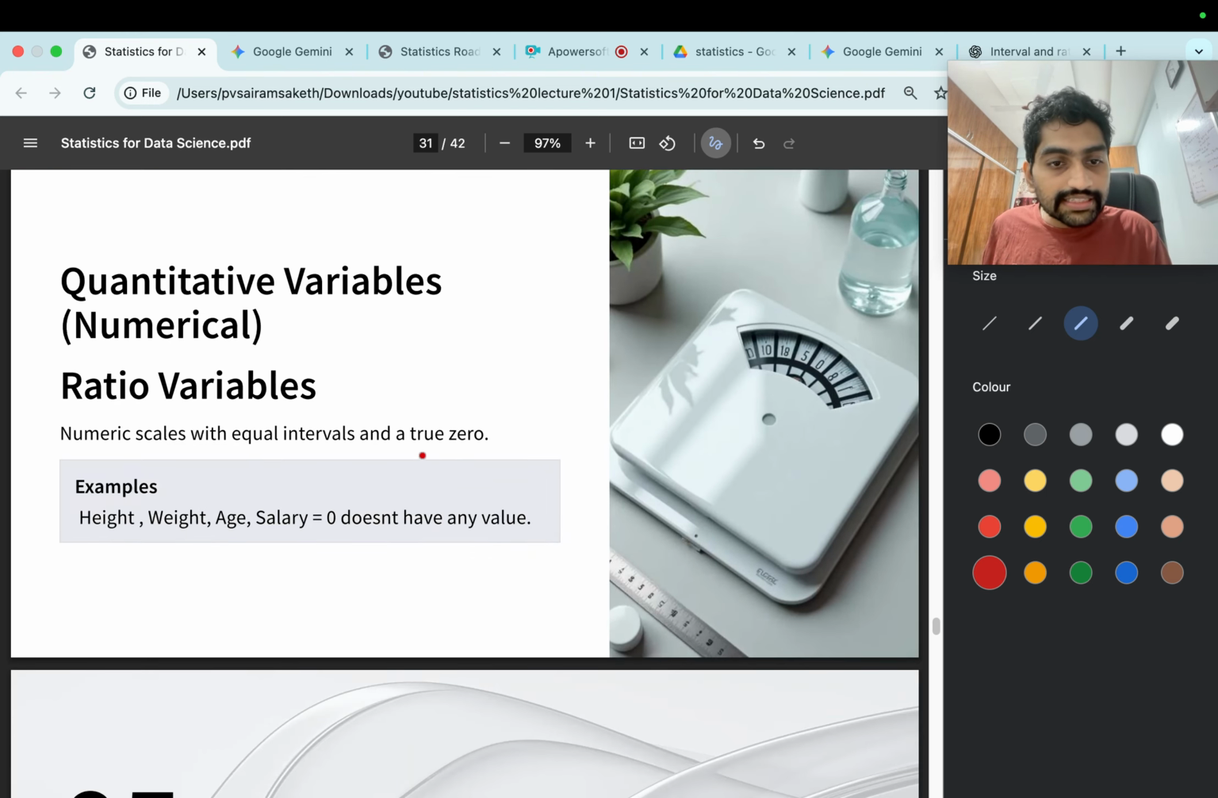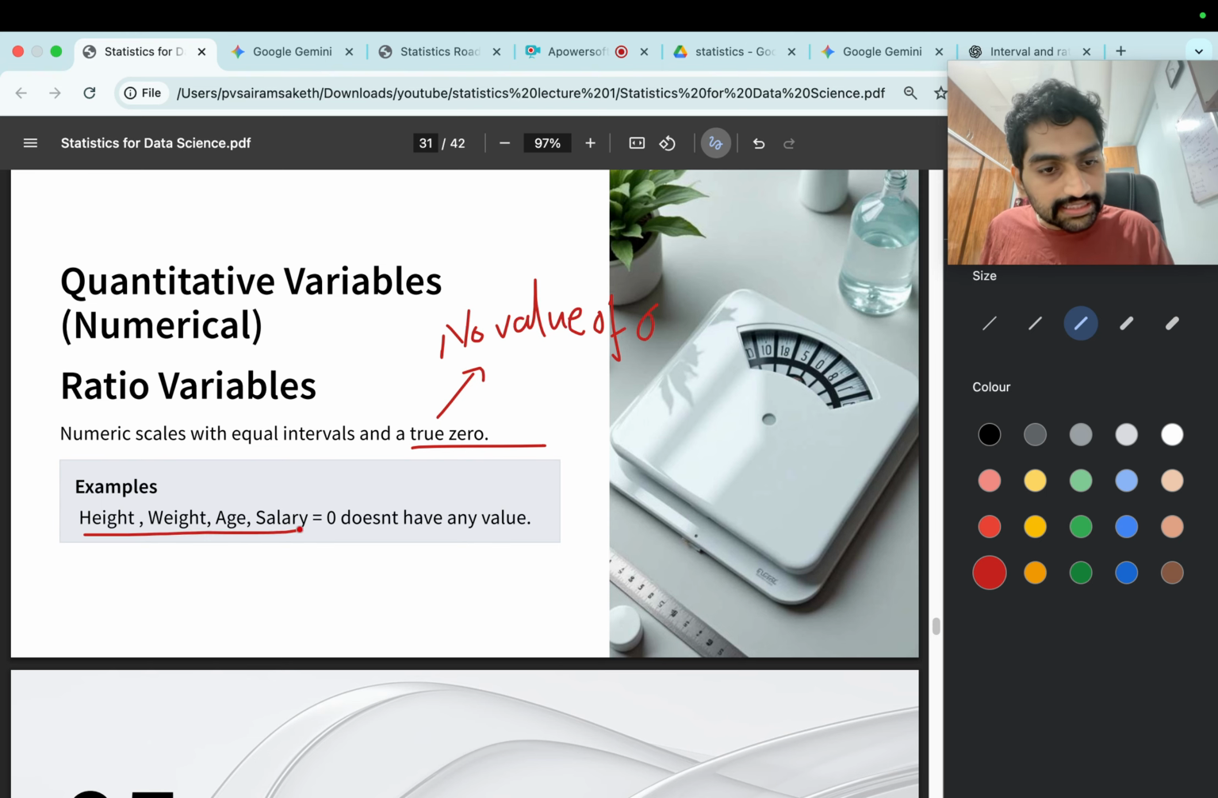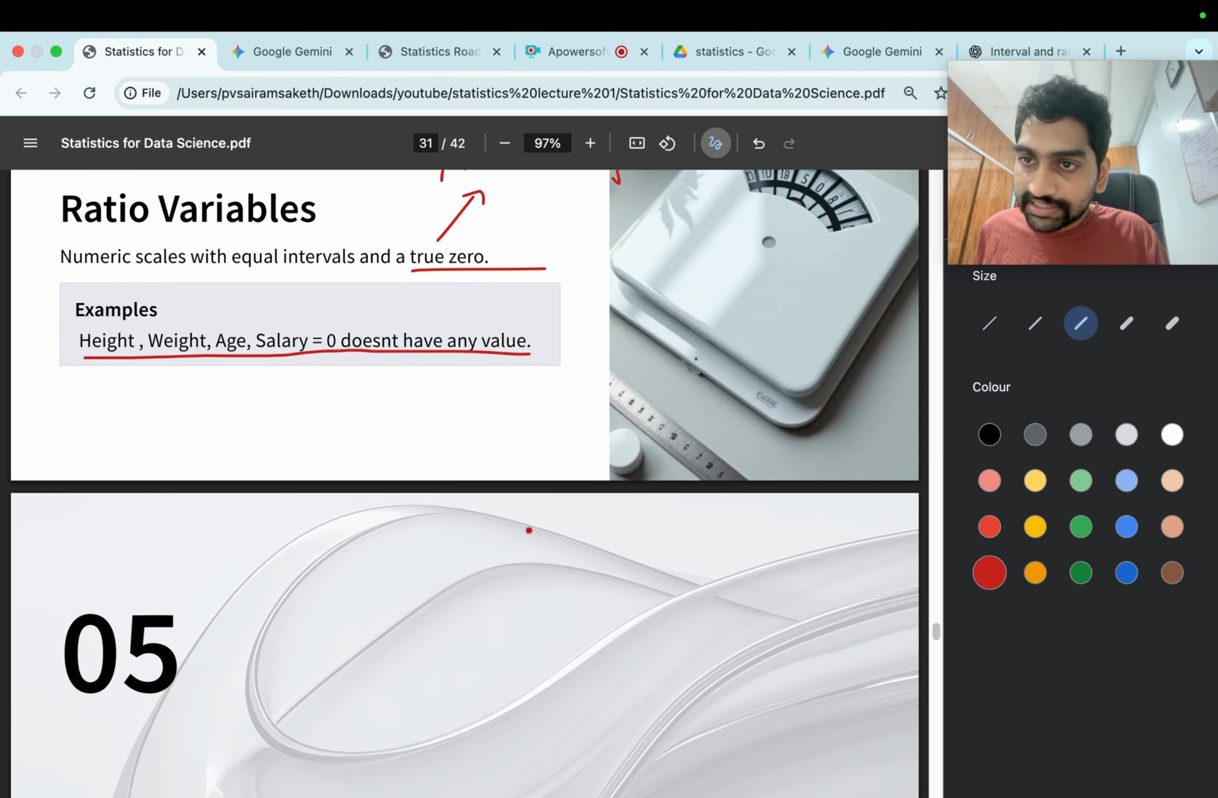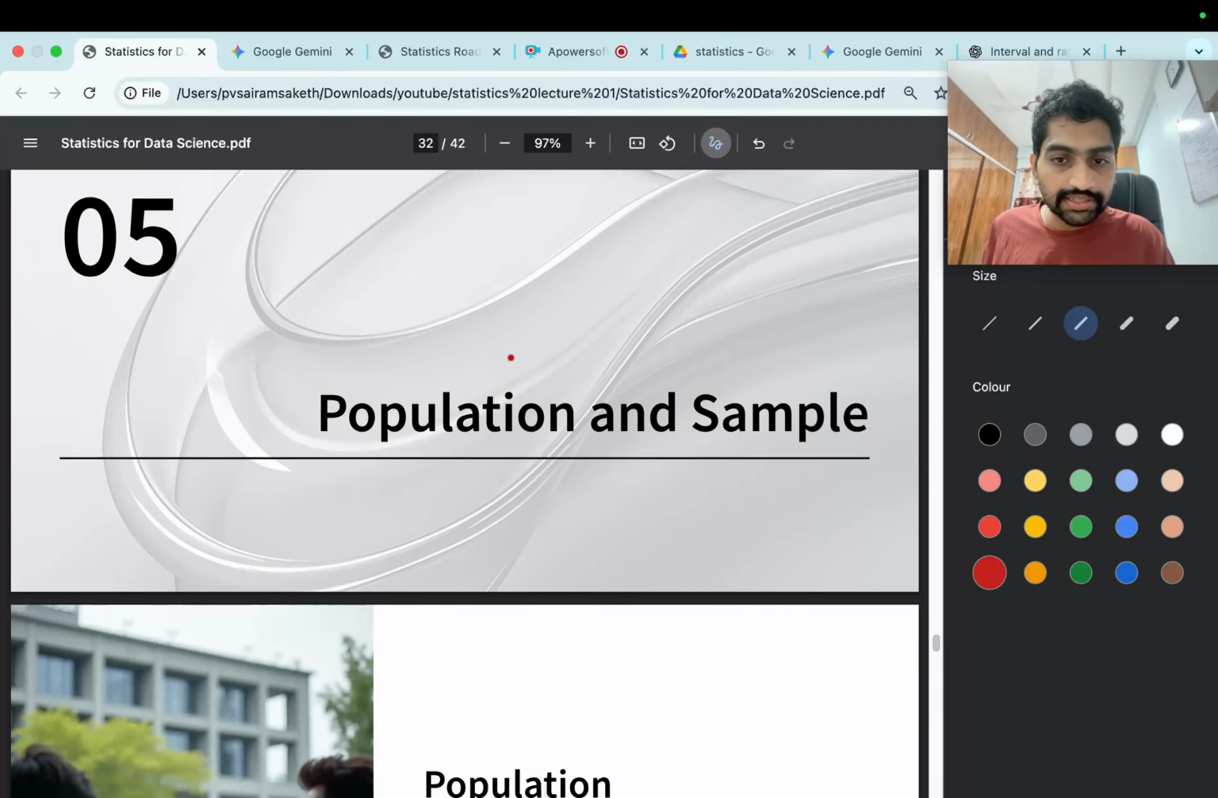But if it has a true zero, it means this zero doesn't have any value. Height, weight, age, salary are like this, where zero doesn't have any value. This is the best example to explain ratio.